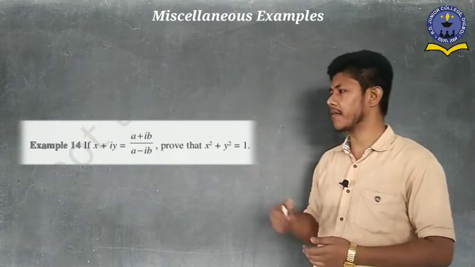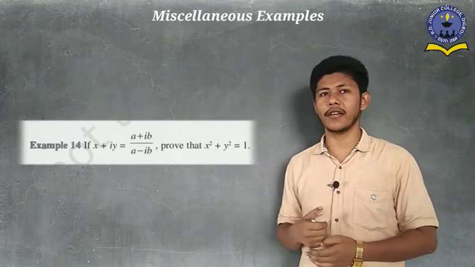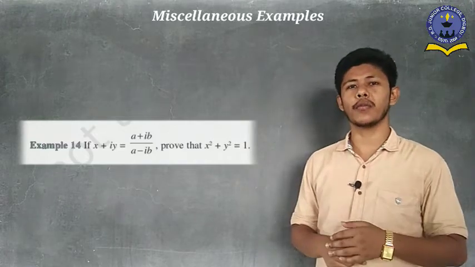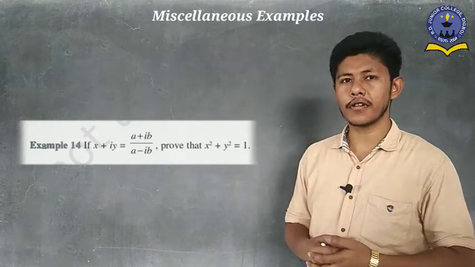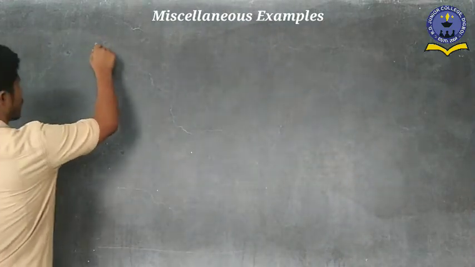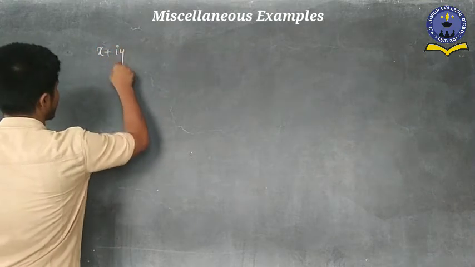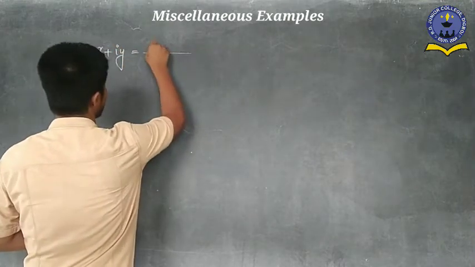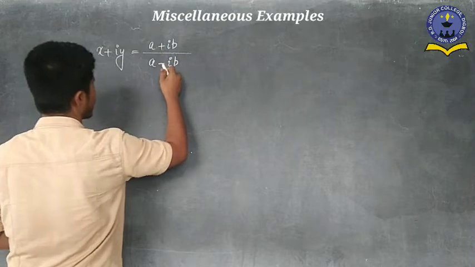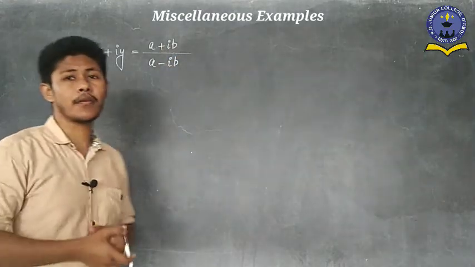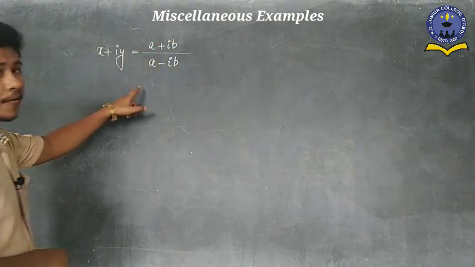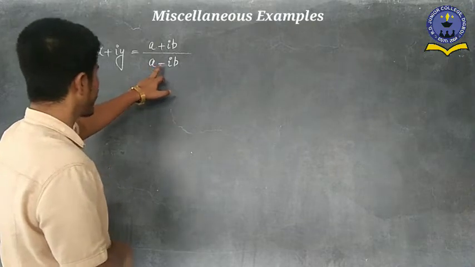First of all, whatever the question is given here, x plus iy equals a plus ib divided by a minus ib. So we have to convert this a plus ib divided by a minus ib into a plus ib form. The question given here is x plus iy equals a plus ib divided by a minus ib. So now first of all we have to convert this into a plus ib form. So we have to multiply it by the conjugate.